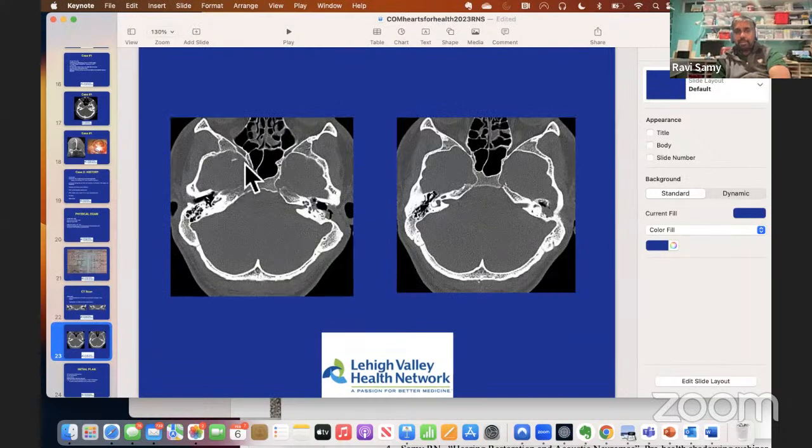These are the axial cuts. So once again, here's the sinuses. He's got a little bit of sinus disease. And some of these patients may or may not complain of any sinus symptoms. Maybe he's got some discharge from his nose, some pain or pressure.